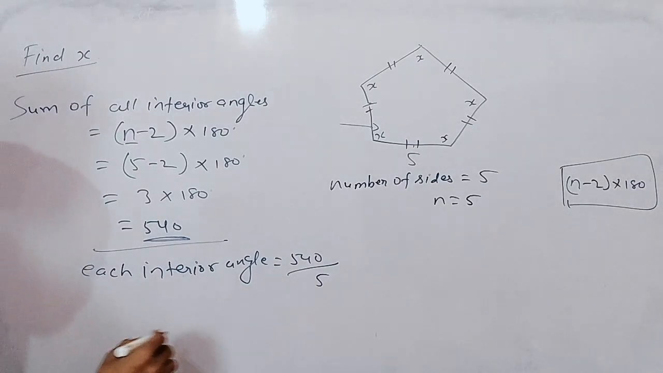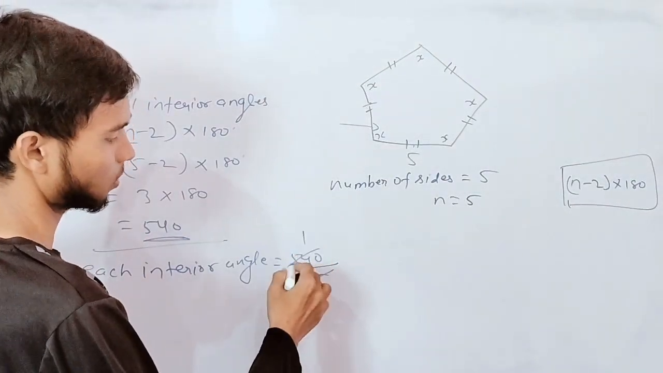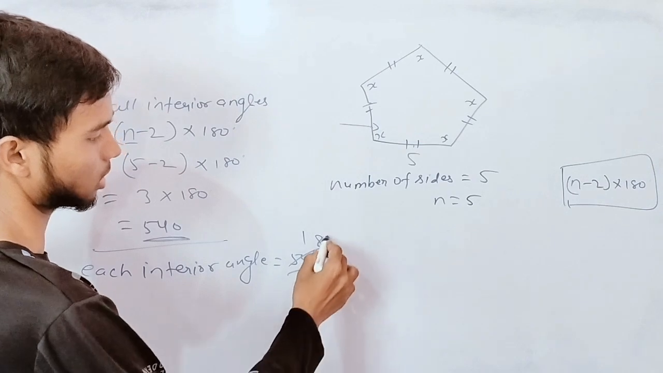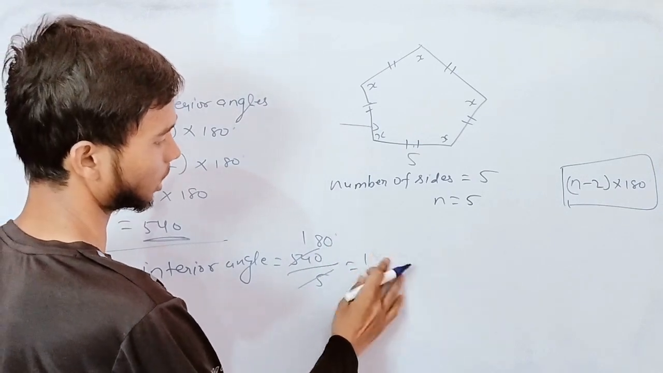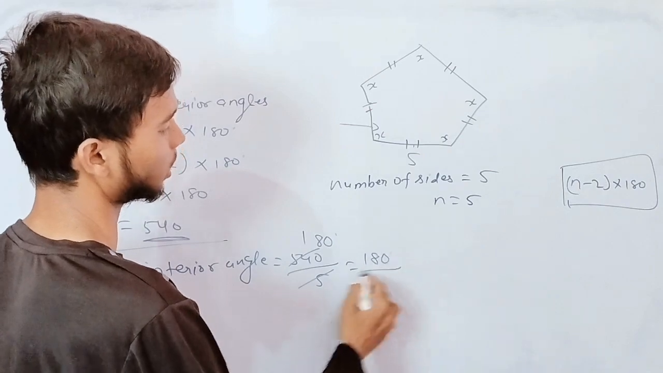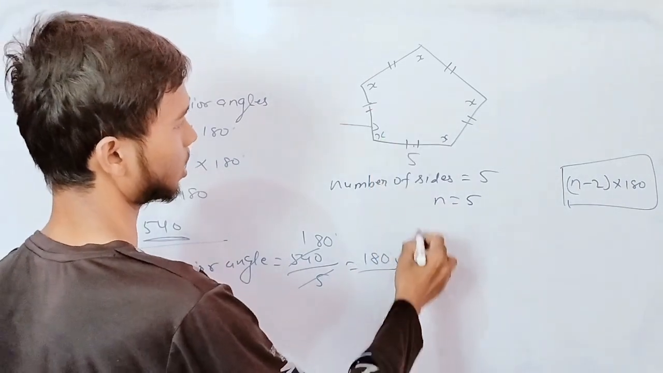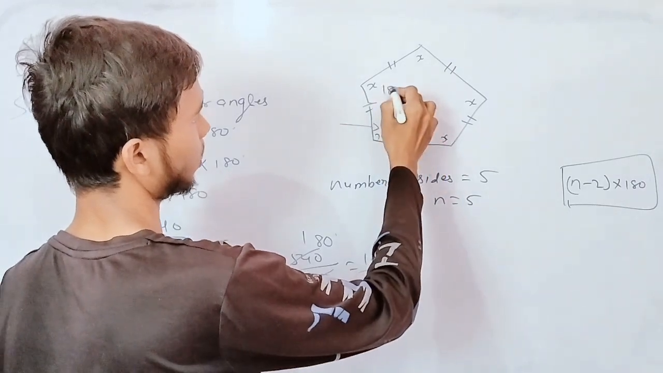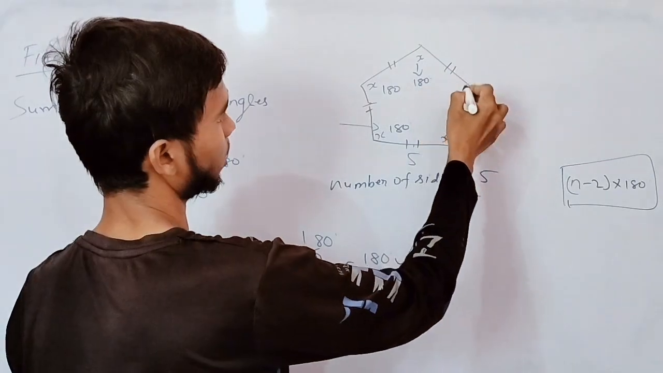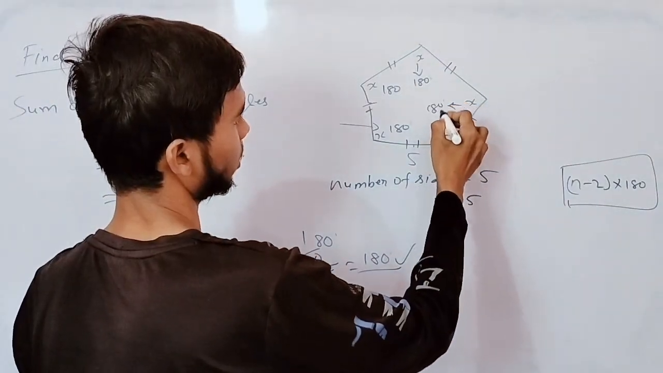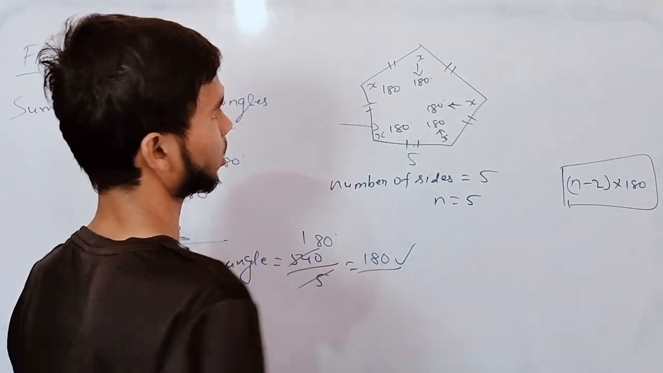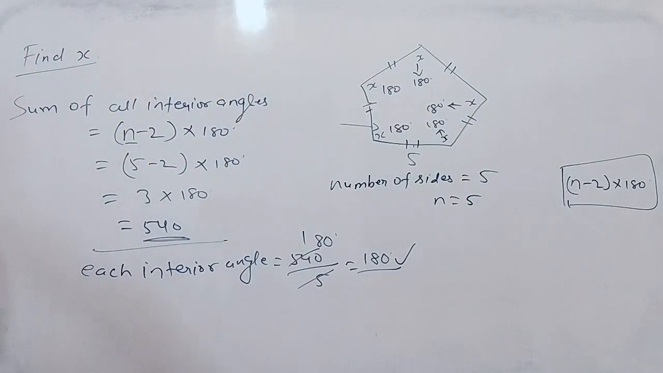Clear? Now 5 5s are 25, 5 1s are 5, and 5 8s are 40. So we are getting 180. Now what is the meaning of this? This would be 180, this would be 180, this would be 180. Clear? Did you understand? Not 180, what is that?